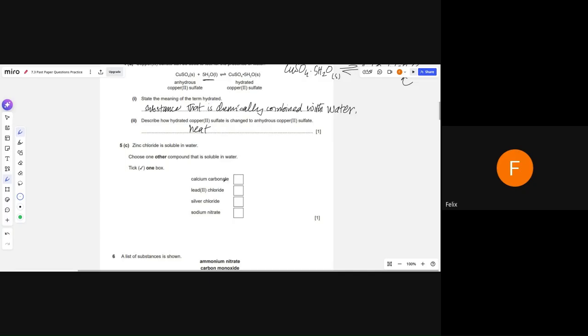Again, you have to learn the solubility rules. So all nitrates are soluble, right? So sodium nitrate will also be soluble. Lead chloride is insoluble, silver chloride is insoluble, calcium carbonate is insoluble.